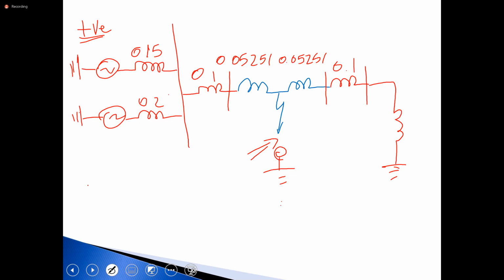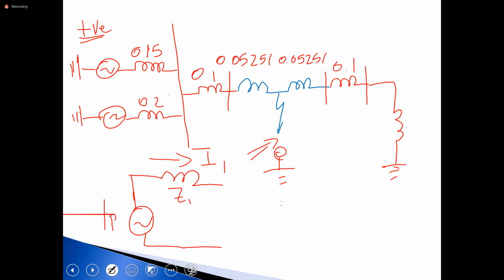So for the positive sequence, the network that we have here would simplify like that. This would be I1. The equivalent impedance that you calculate, in this case a reactance, will be Z1. And of course, under fault conditions, we usually take the voltage to be 1 per unit.